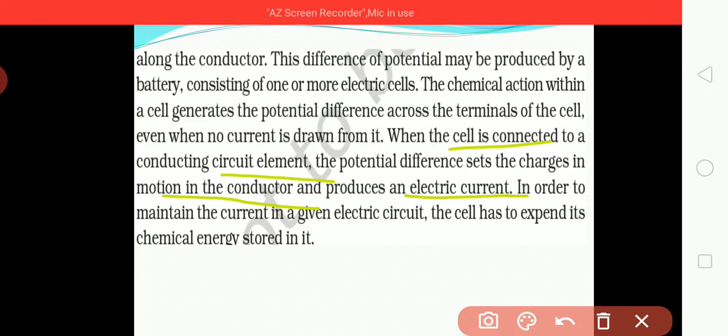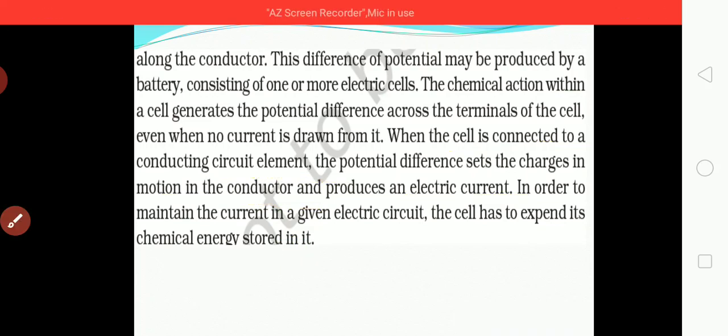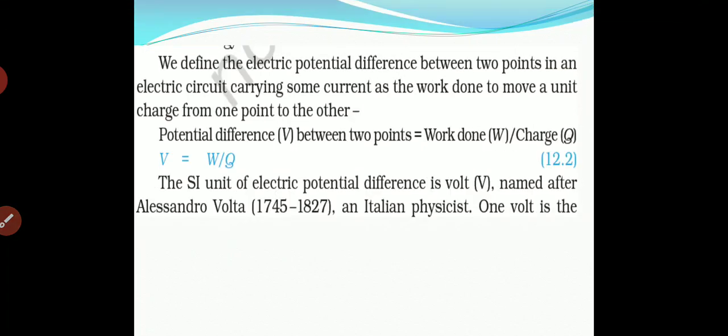In order to maintain a current in a given electric circuit, the cell has to expend the chemical energy stored in it. So, we define the electric potential difference between two points in an electric circuit carrying some current as the work done to move a unit charge from one point to the other. So the potential difference V between two points is work done upon charge, W upon Q. So V is equal to W upon Q.